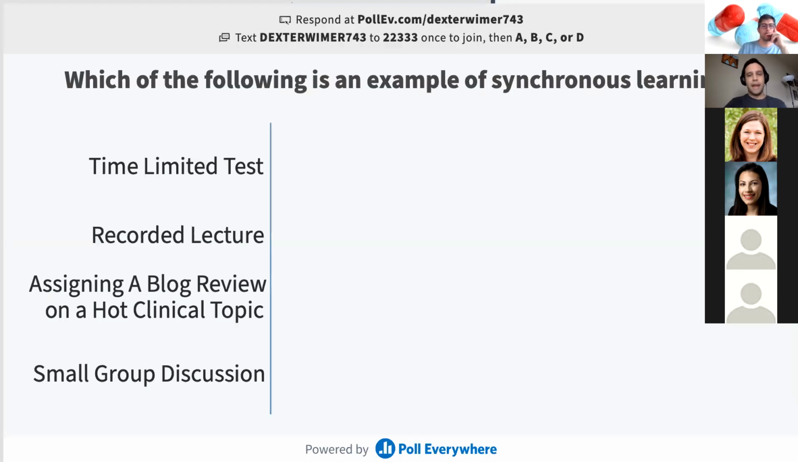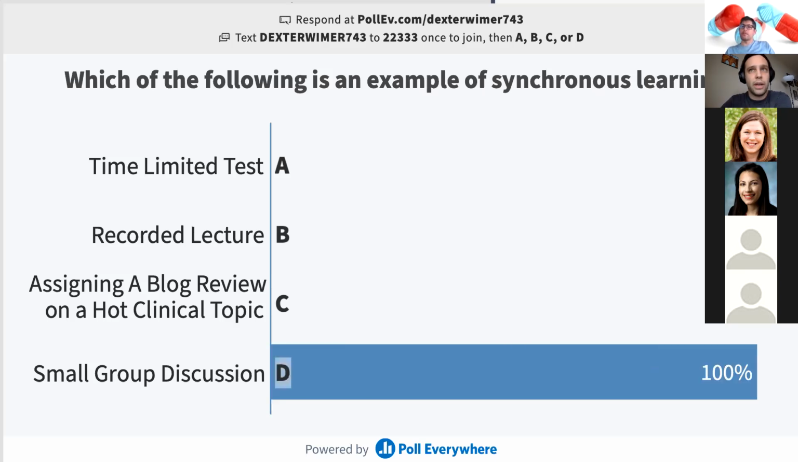So I want to stop there to ask a question before we jump into a little bit more content. Which of the following is an example of a synchronous learning experience? The first one is a time limited test, so you only have some time to do this test, but everybody is working on it at the same time. A recorded lecture, assigning a blog review on a hot clinical topic, and a small group discussion. Excellent. You all know what synchronous learning is. Everybody that has answered has said small group discussion.